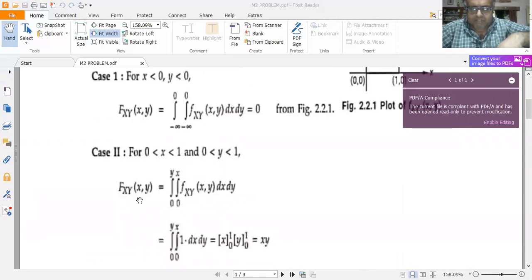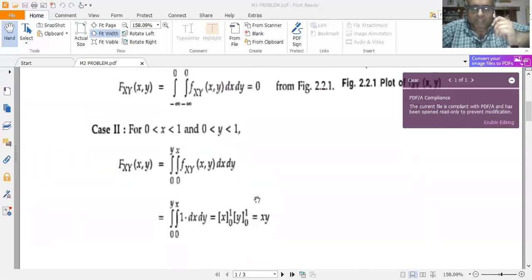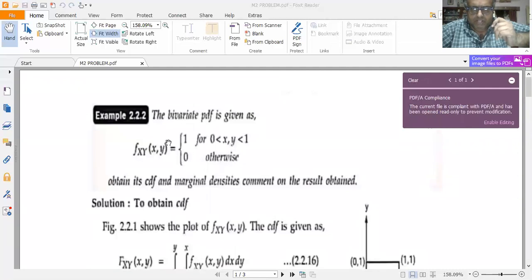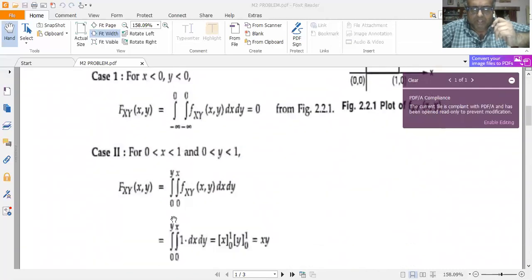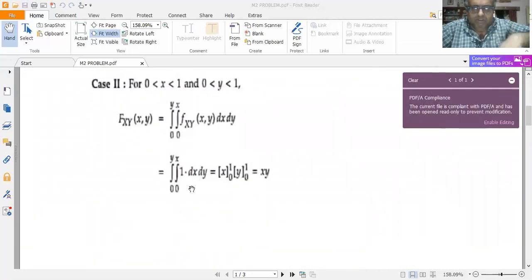In that case, F_XY(x, y) is given by the integral 0 to y, integral 0 to x of f_XY(x, y) dx dy. So substitute the values. f_XY(x, y) is given as 1, as in the definition. It is equal to the integral of 1 dx dy. Now substitute the lower and the upper limits.